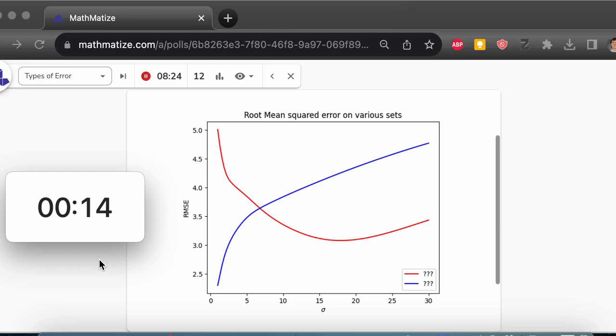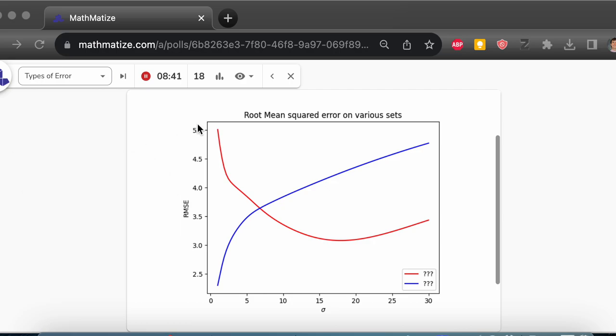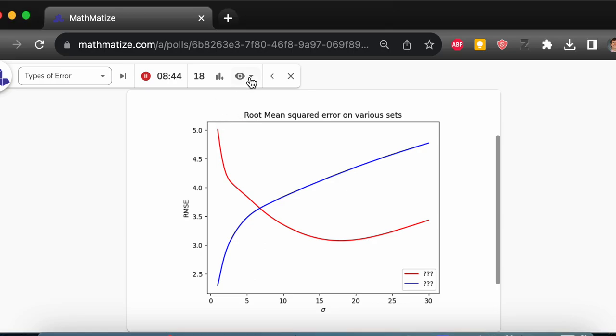Okay, 12 people answered, 10 seconds left. So if you're not sure, this is your chance to take a guess. Okay, great, almost everybody has answered, fantastic. Okay, what did people think? Which one is the train and which one is the test?